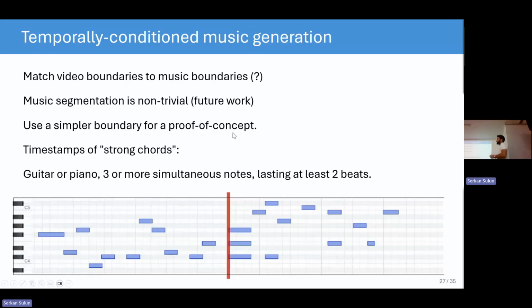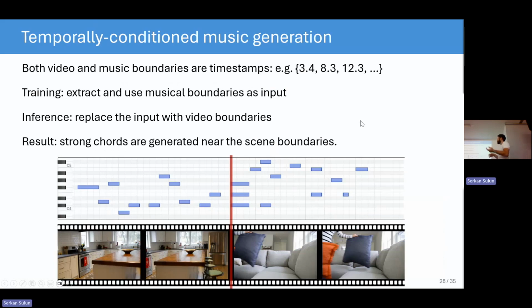So what we use here, we use chords. Chords in music are multiple notes played at the same time. So here I call something strong chords, which is guitar or piano, 3 or more simultaneous notes, lasting at least 2 beats. So here this would be a chord, and this is the boundary of the chord, where the chord starts. So then what we are doing with video and music is they're both timestamps. So how can we match them?